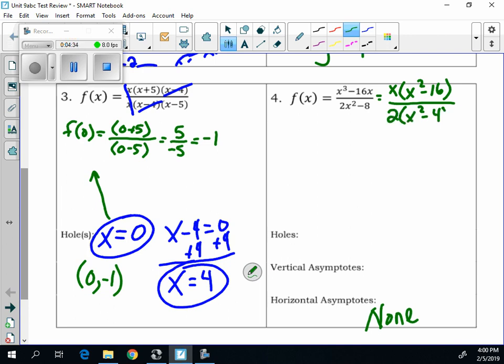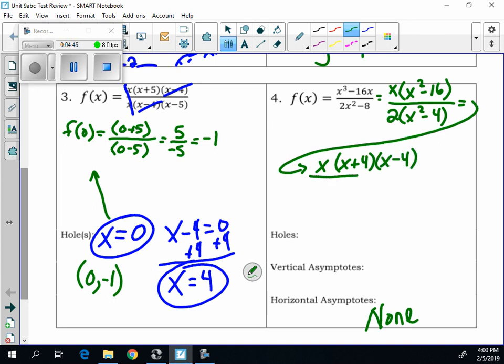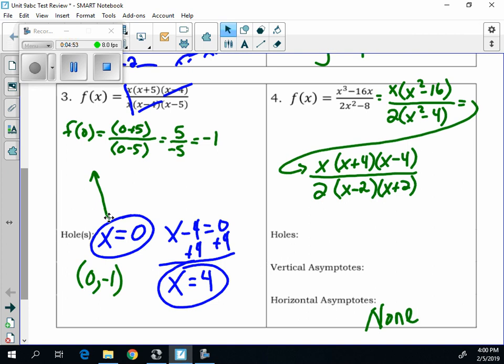And then we have to continue to factor this because I can see that I have a difference of squares in the numerator. So x plus 4, x minus 4. And in the denominator, I have another difference of squares: x minus 2, x plus 2. Now we're looking at, is there anything in the numerator and denominator that can cancel out? No, so that means there are no holes.